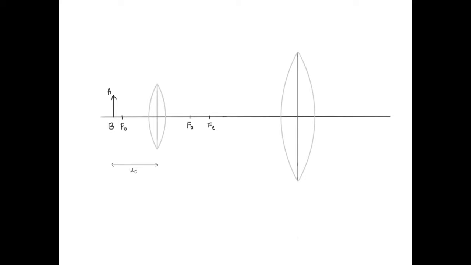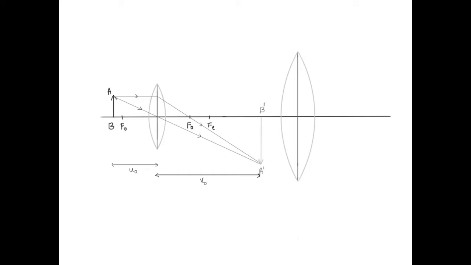All right. Now, a ray of light from AB hits the objective. Since we are keeping the object beyond F naught, it's going to form a real inverted image. So something like this. A dash B dash is the image of AB. Now, as you can see, it is real, inverted, and magnified. Correct? Now, let's call the image distance V naught.